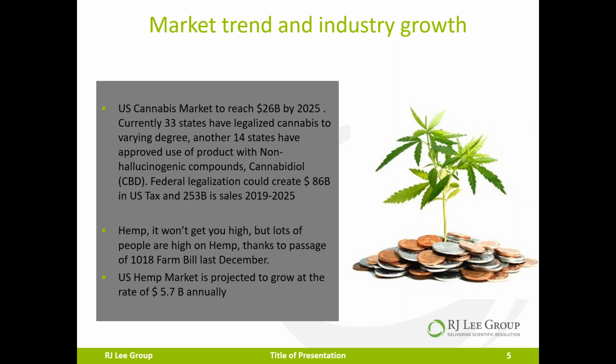Now, when we talk about hemp and medical marijuana, the plants are the same. As we stated earlier, it's a sativa plant. The only difference between medical marijuana and hemp is the amount of THC in the plants, whether it is less than 0.3% or not. The U.S. cannabis market is going to reach $26 billion by 2025. Right now, 33 states have legalized cannabis to varying degrees. Another 14 states have approved use of the product for non-hallucinogenic compounds like the cannabinoid CBD. As I mentioned, the Farm Bill of 2018 made this totally legal.